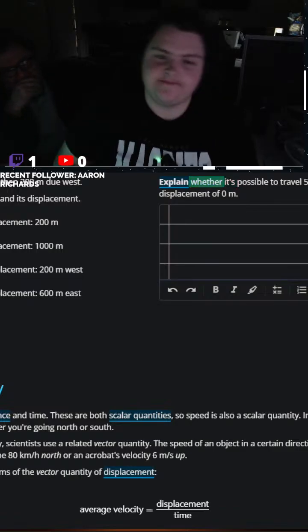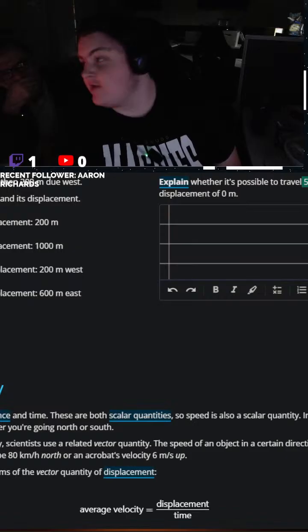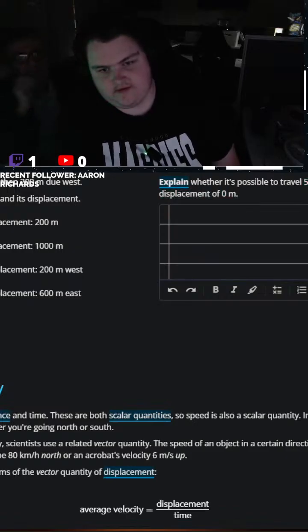Explain whether it's possible to travel 5,000 meters and how displacement is positive, negative. We were right, of course.